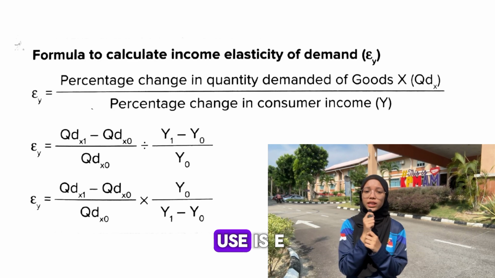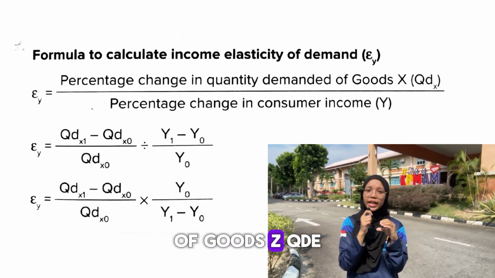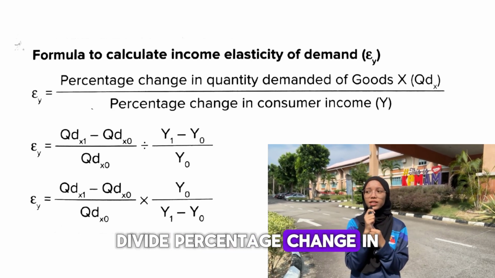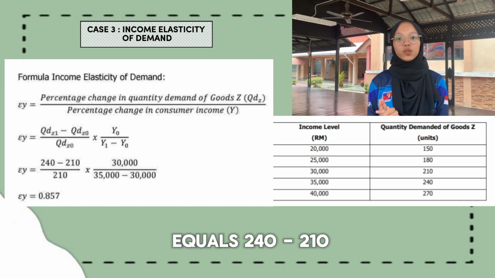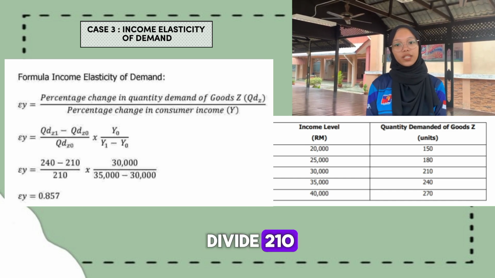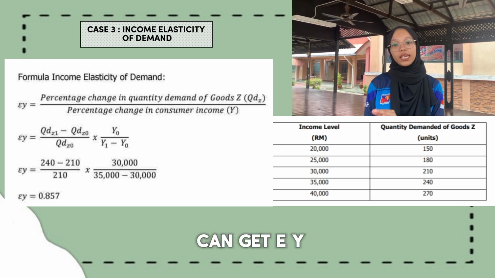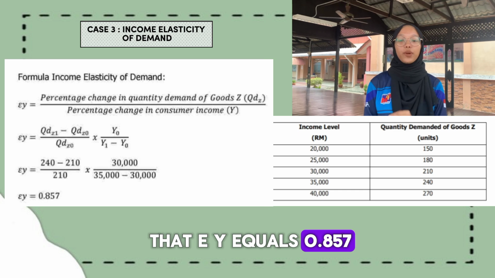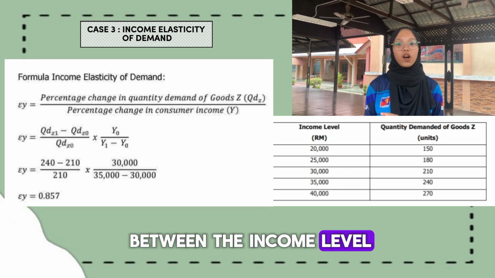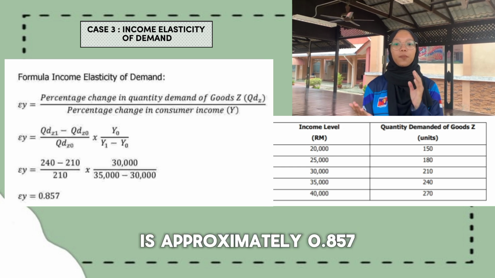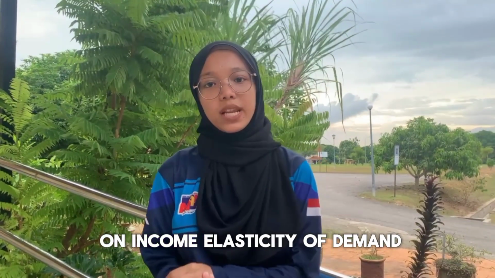The formula that I use is EY equals the percentage change in quantity demanded of good Z (QDZ) divided by the percentage change in consumer income (Y). Okay, let's calculate. EY equals (240 minus 210) divided by 210, multiplied by 30,000 divided by (35,000 minus 30,000), and we get EY equals 0.857. So the income elasticity of demand for good Z between the income levels of 30,000 and 35,000 is approximately 0.857.